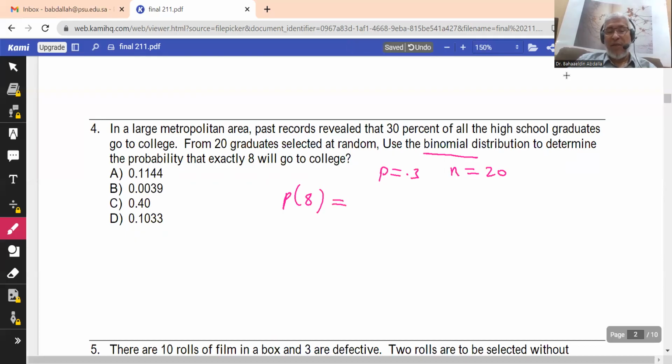So nCx, 20C8, times 0.3, which is P, to the power 8, times q, which is 1 minus 0.3, which is 0.7, to the power 20 minus 8, which is 12. And if you use your calculator to evaluate this, you will find the answer 0.1144 when approximated to 4 decimal places.